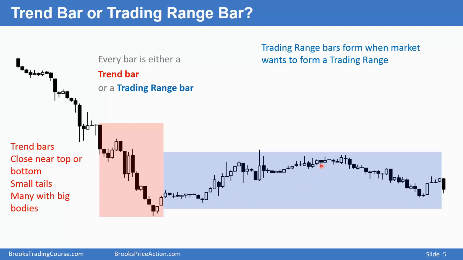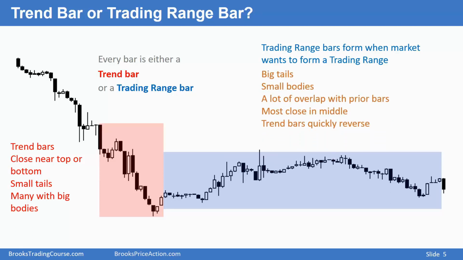You can see how small the bars are, how prominent the tails are. Compare the size of these bars to these bars. Compare the prominent tails of these bars to these bars. Compare the amount of overlap of these bars to these bars. So not much overlap over here during a trend and a lot of overlap during a trading range. Big tails, small bodies, a lot of overlap with the prior bars, a lot of the bars closing in the middle. Trend bars quickly reverse.